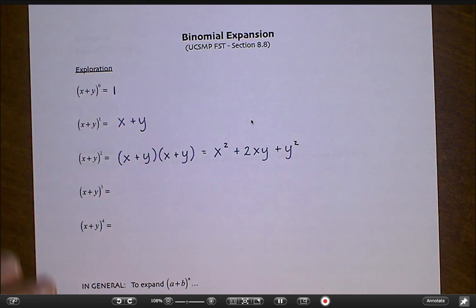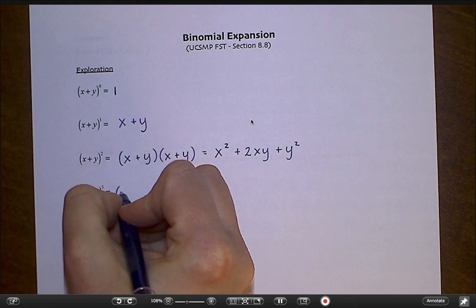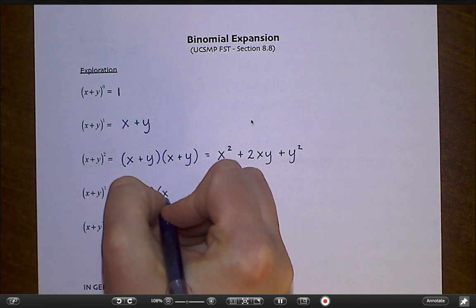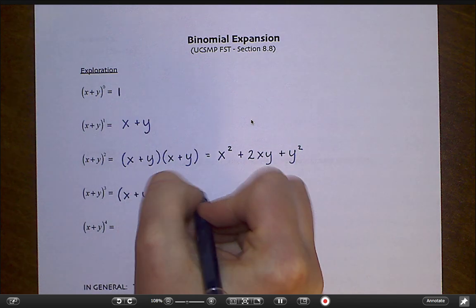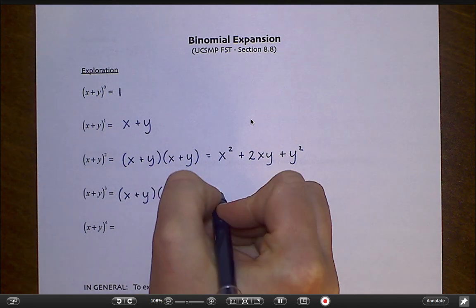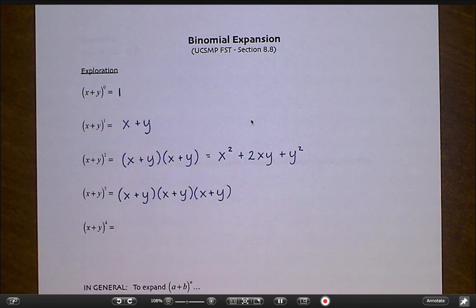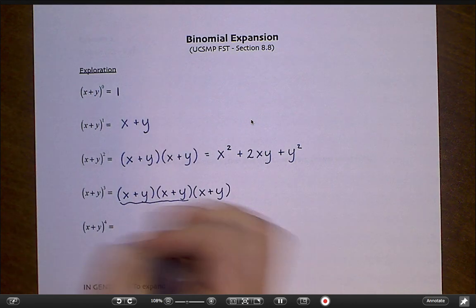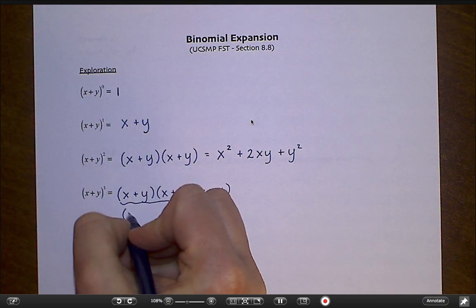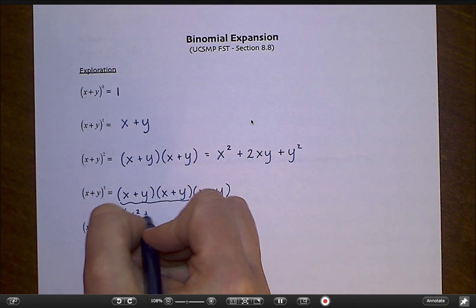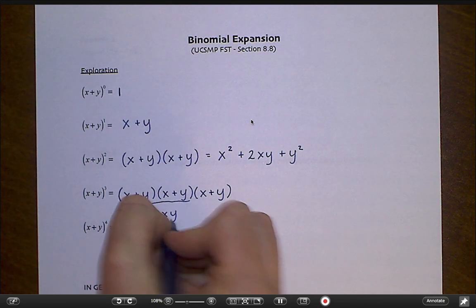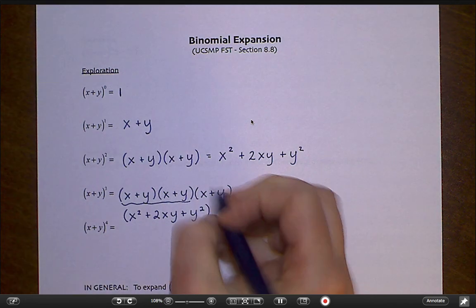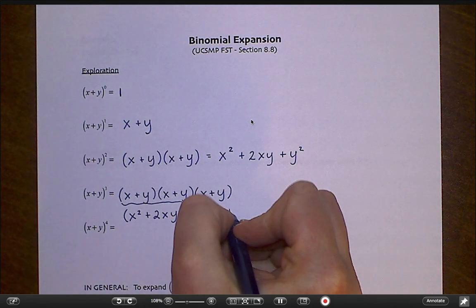Okay, so for a power of 3, that would mean that I would have to do x plus y times x plus y times x plus y again. And there's really no shortcut to this. I'm going to have to multiply these two together first, which we actually just did up above. So we know that this is x squared plus 2xy plus y squared. And then I would have to take that and multiply by x plus y here.